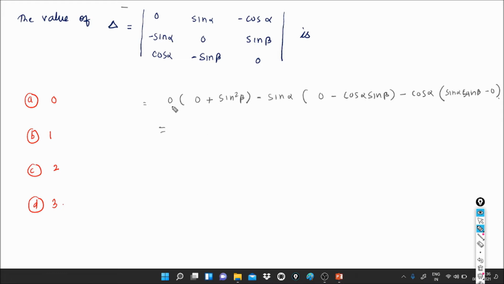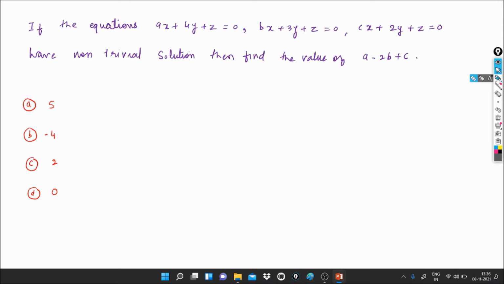So let us understand here, if we multiply this it will be 0. It is plus sine alpha cos alpha sine beta, minus, multiplying this here, sine alpha cos alpha sine beta. So it will get cancelled. This is equal to 0. This is our answer.